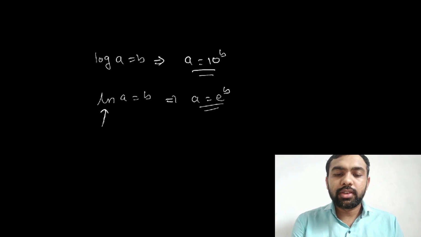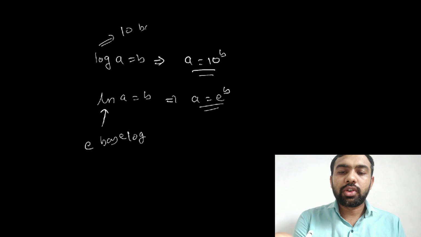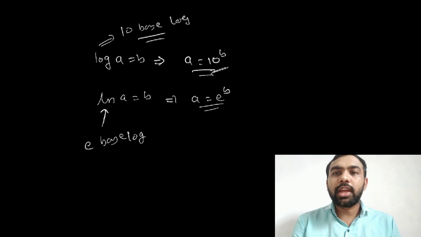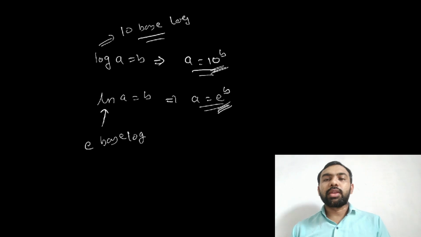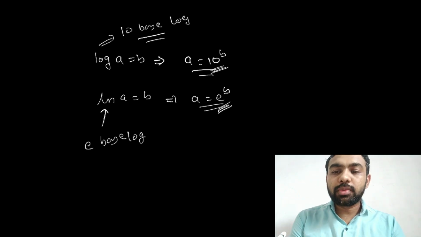Why? Because this one is the e base log and this one is the 10 base log. So here the power comes on the 10, and here the power comes in terms of e. You must remember, when log a is equal to b is given, how do you write it? So what is the use of this?